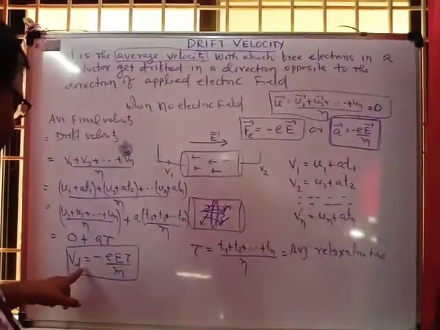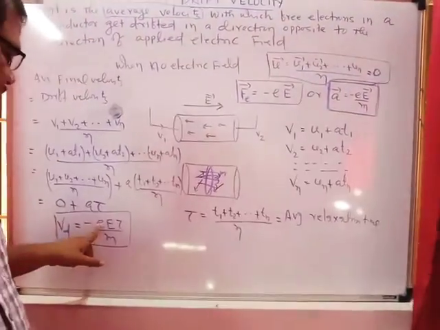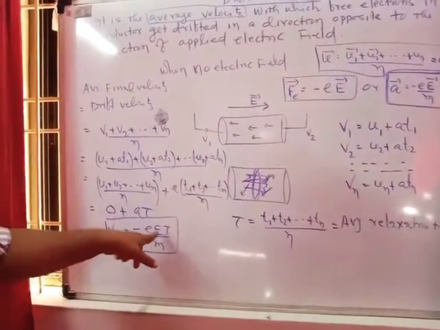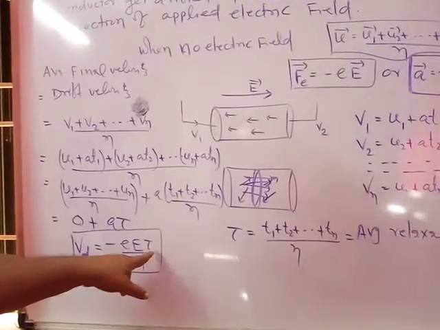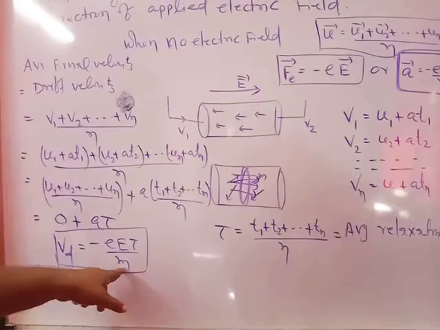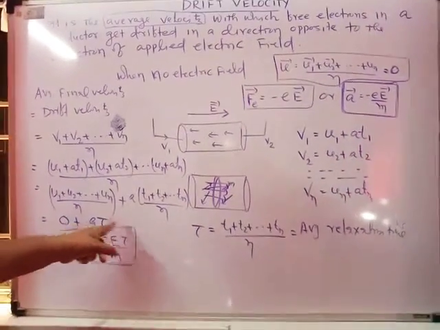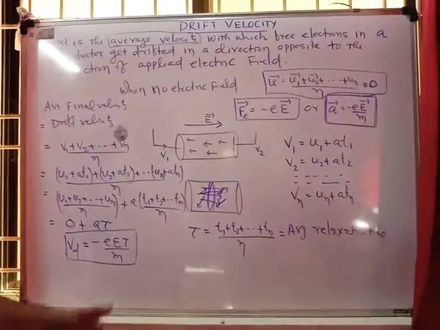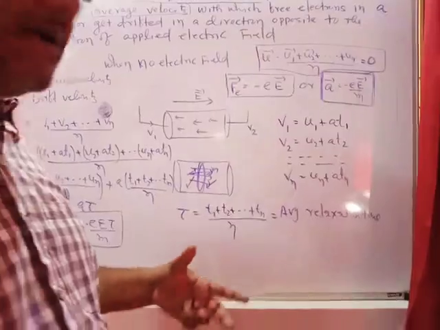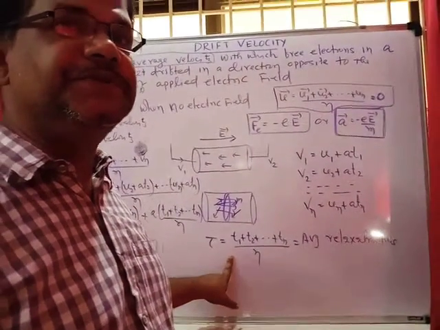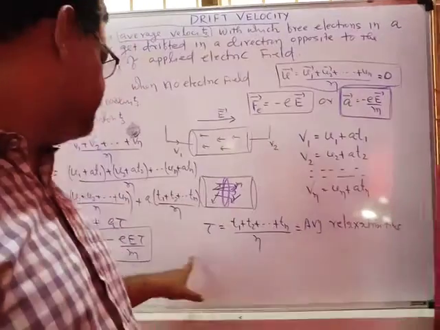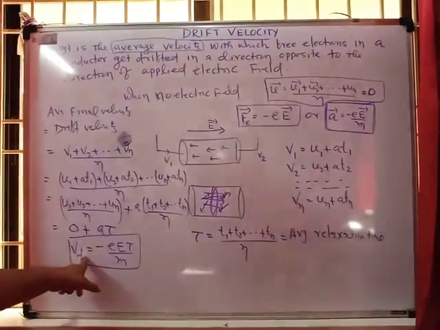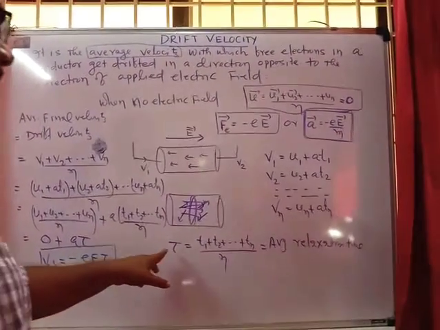Finally you are getting the drift velocity of electron equal to minus e E tau upon m. The drift velocity depends upon the strength of the electric field E, the average relaxation time, and m. Suppose the metal is heated, what will happen? The electrons would collide rapidly, so the average relaxation time will be reduced. Because the average relaxation time is reduced, the drift velocity also will be reduced in these cases.